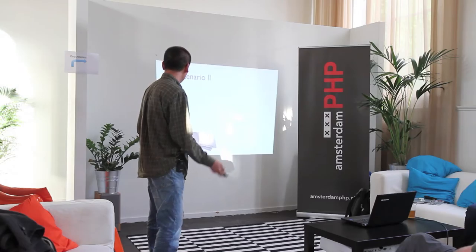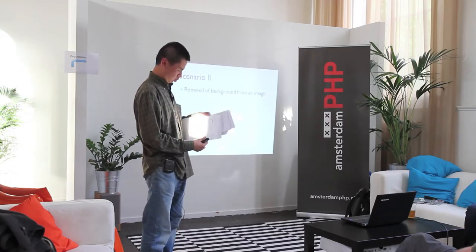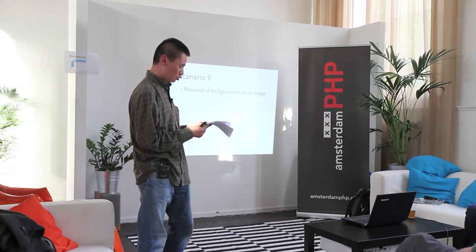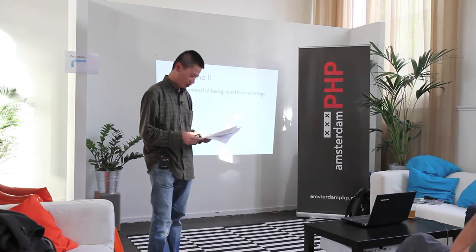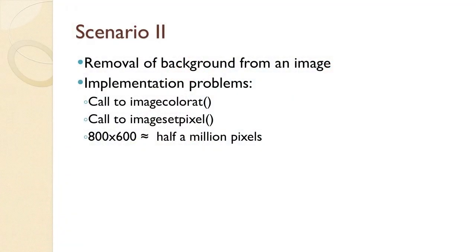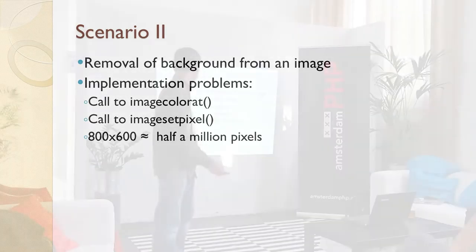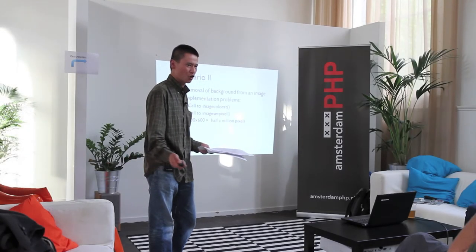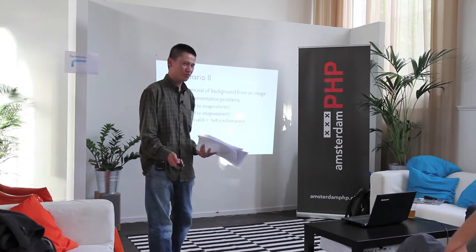And the second scenario is you want to make the background of an image transparent. So for every pixel, you have to call imagecolorat to get the value of the pixel. And then you have to call imagesetpixel to set the value if you change it. If you have an image that's 800 times 600, that's around 500,000 pixels. And you know that's a lot of function calls. And it's going to be pretty slow.